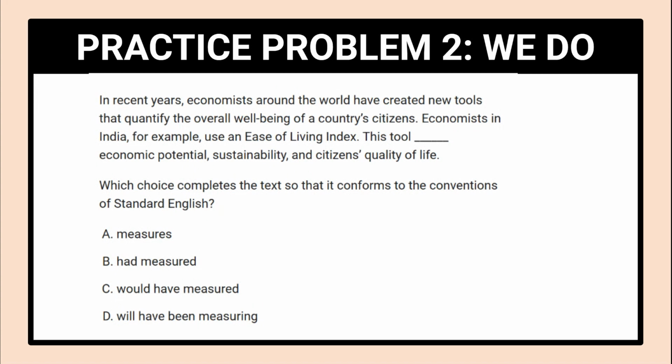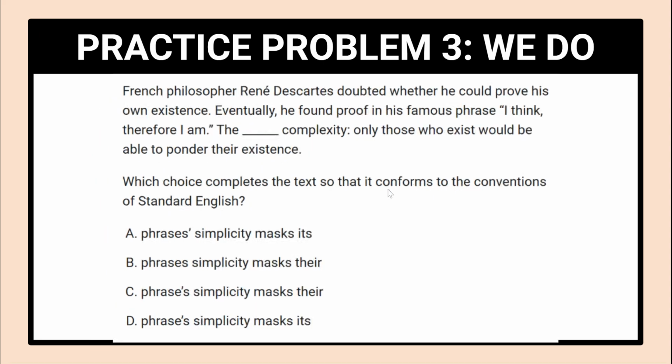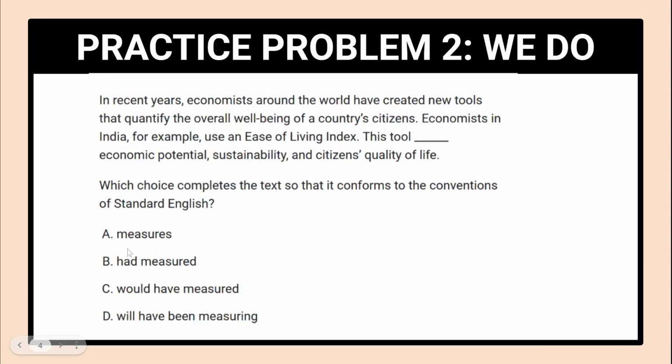The correct answer for this one is A. Again, this is also something to do with the subject verb agreement because we can see here that this tool measures economic potential, sustainability, and citizen quality of life. Judging based on the context of this question, we see that it's being used in recent years. It's something that people are still using today.